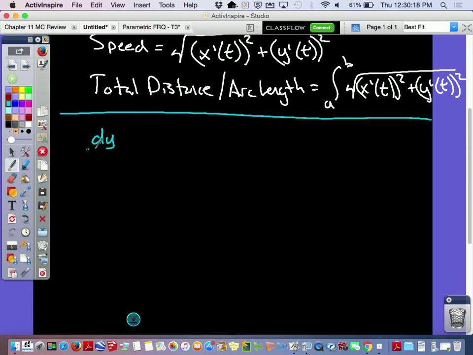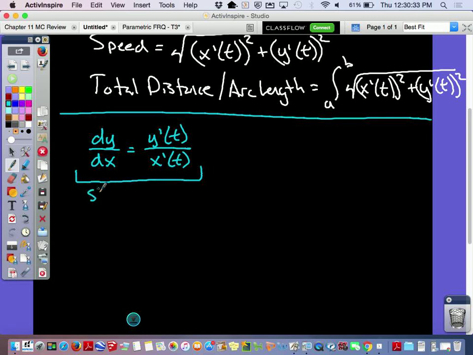Now let's move on to another thing that could come up. You could be asked to find dy/dx. Now if you're asked to find dy/dx, you would do y prime of t over x prime of t, and then you would plug in a t value. So what this is going to give you is the slope of a tangent line at a t value. So you would plug a specific t value in. So that's the first route, and that's something we covered in our last chapter.